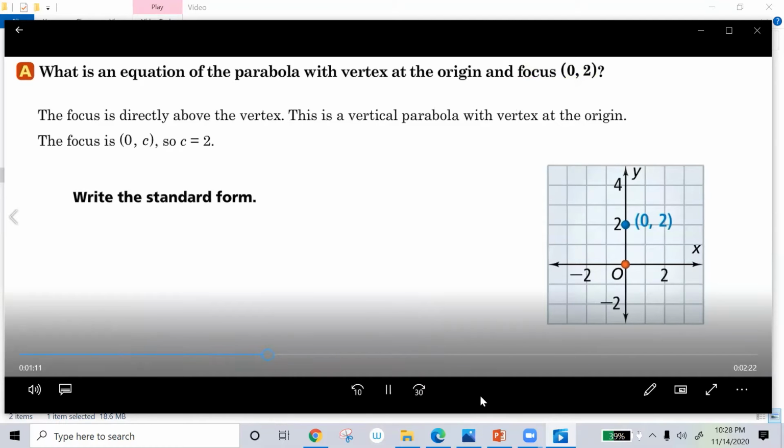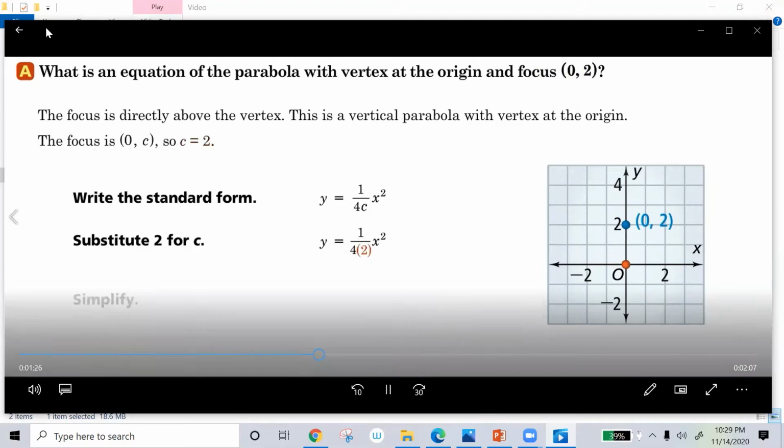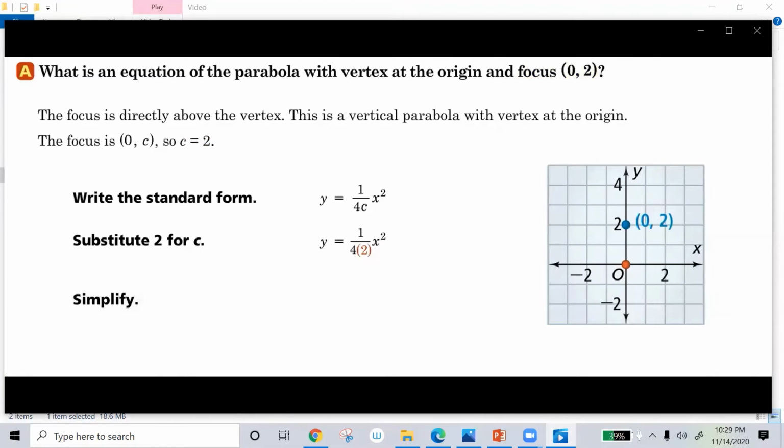Write the standard form of the equation of a parabola. Now substitute 2 for c. And simplify. The equation of the parabola is y equals 1/8 times x squared.